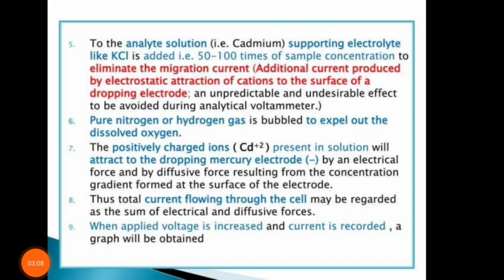The positively charged cadmium ion present in solution will be attracted to the dropping mercury electrode by an electrical force and by the diffusive force resulting from the concentration gradient formed at the surface of the electrode. Thus, the total current flowing through the cell may be regarded as the sum of electrical and diffusive forces. When the applied voltage is increased and the current is recorded, a graph will be obtained.